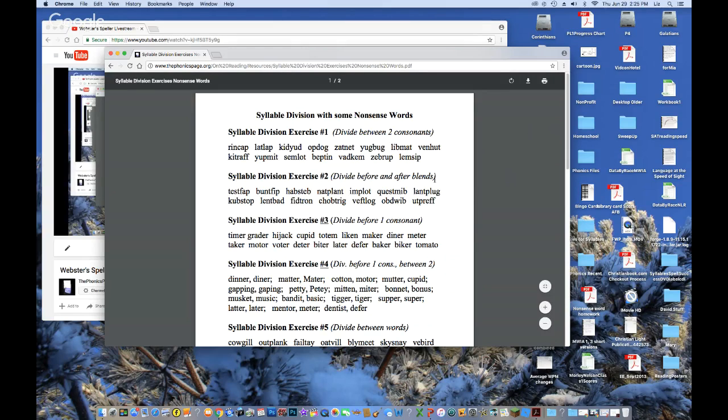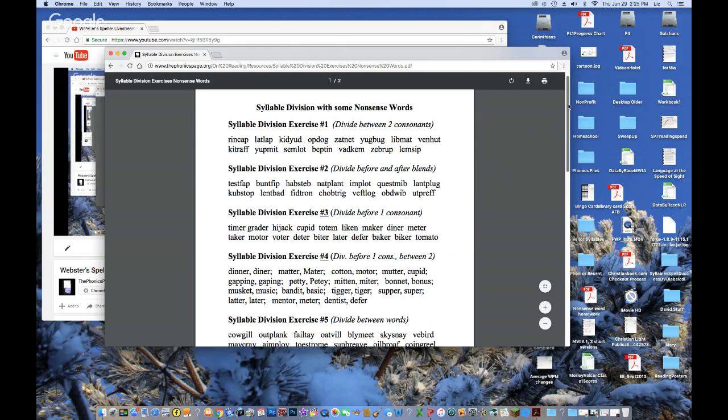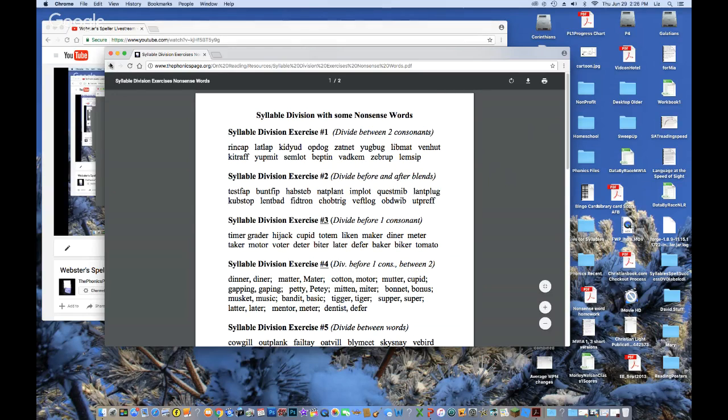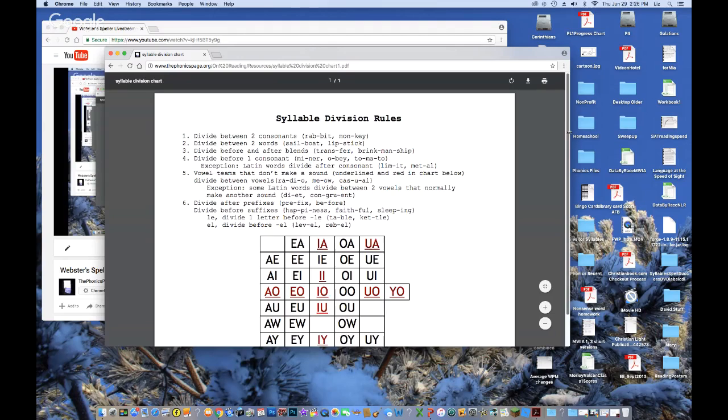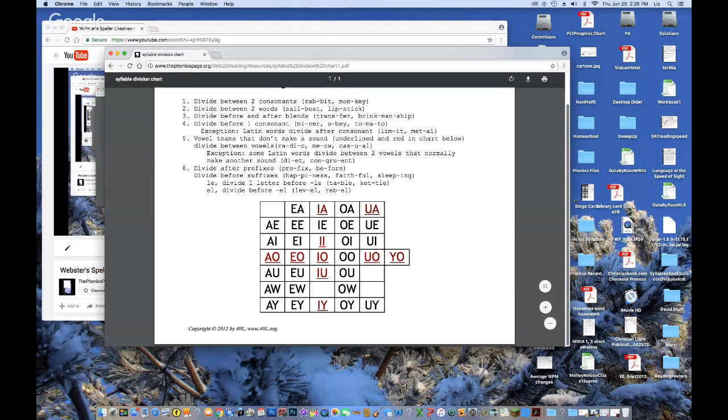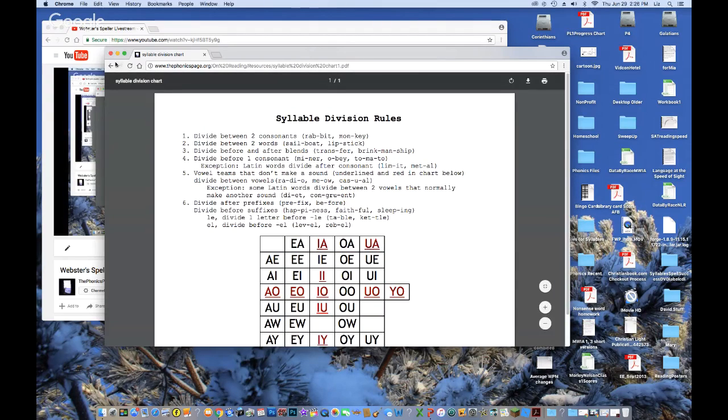And there are a few exceptions to that rule, mostly for Latin. The exceptions are on my syllable division rules sheet, which is also linked here. It should be, yeah, syllable division rules. I show them all, and the exception is Latin words, and then this one here also has an exception for some Latin words.